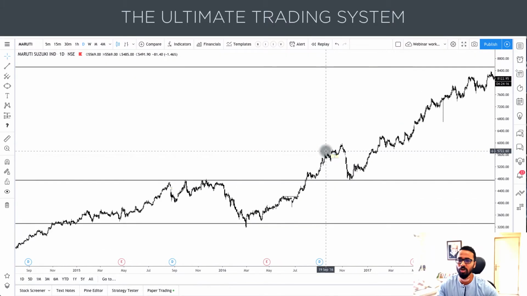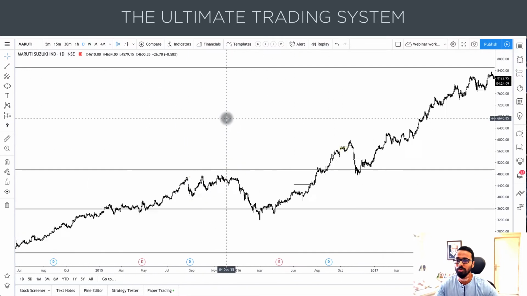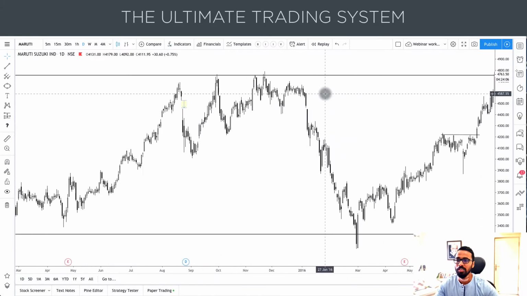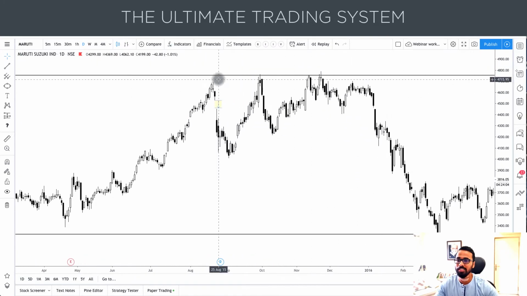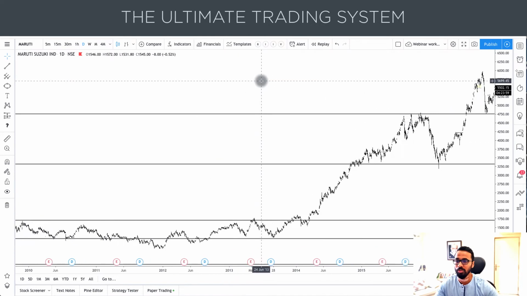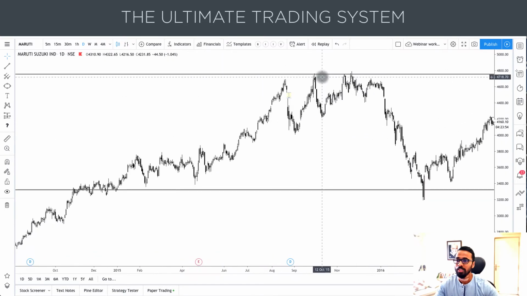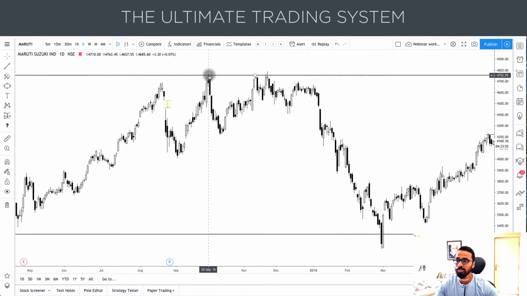You can see I've got my horizontal lines drawn. This is Maruti, a daily chart here. I'm just going to show you something. So this is the resistance drawn on this chart. The prices were rejected here, so you take this trade on the short side because of the rejection candle, and the prices were rejected here, so you get this short trade as well. And the prices come back.